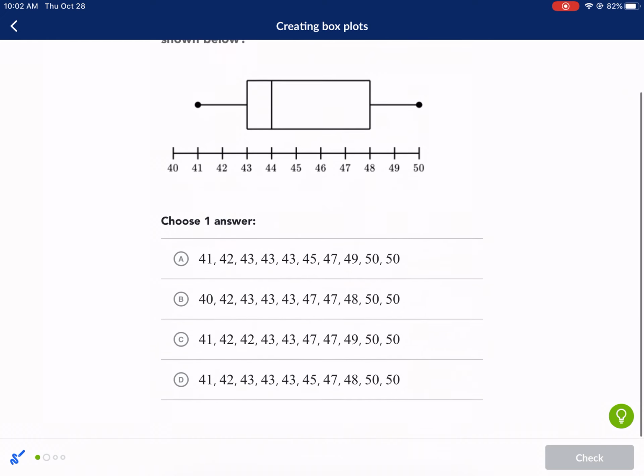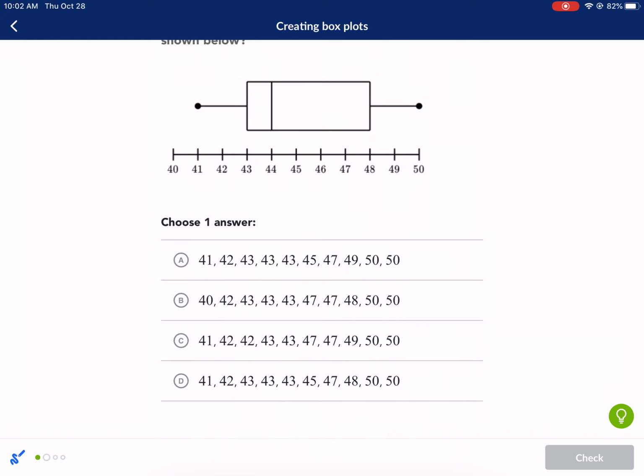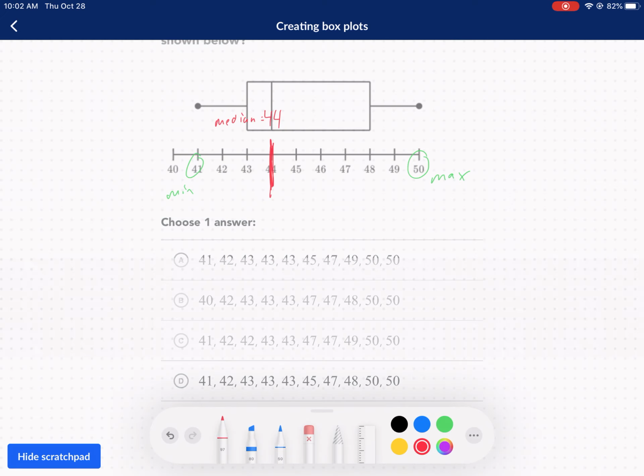So min and then max. You can see that option B has the wrong minimum, so we can get rid of that one. Now we're down to A, C, and D. Now we just need to find the median. So this is unfortunate. We're going to have to find the middle number of this and look for 44.